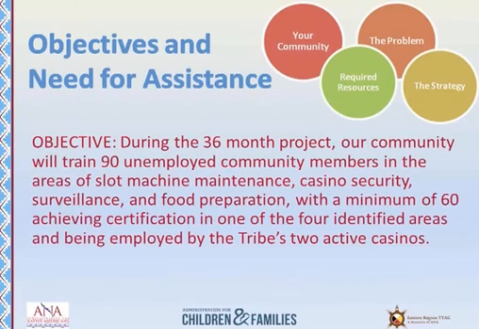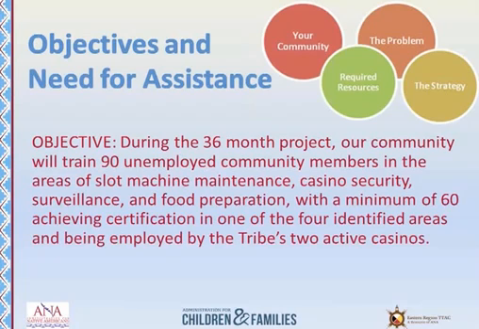Here's an example of a SMART objective. During the 36-month project, our community will train 90 unemployed community members in the areas of slot machine maintenance, casino security, surveillance, and food preparation, with a minimum of 60 achieving certification in one of the 4 identified areas and being employed by the tribe's 2 active casinos.